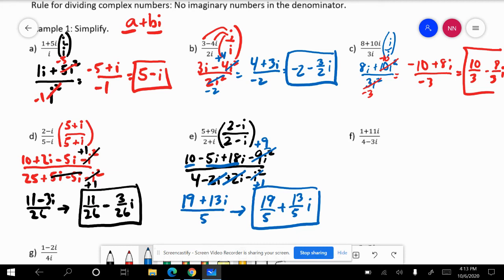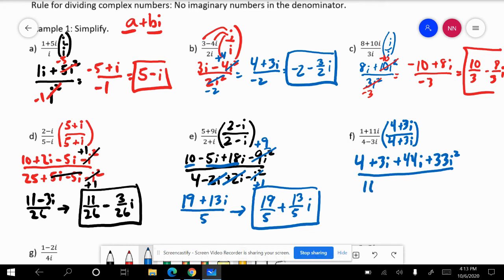So looking at letter F, once again, we're looking at our denominator. Based off of our denominator, we're going to write the conjugate on both the top and the bottom. We're going to FOIL it because we have binomials. So 1 times 4 is 4. 1 times 3i is 3i. 11i times 4 is 44i. 11i times 3i is 33i squared. On the bottom, 4 times 4 is 16.